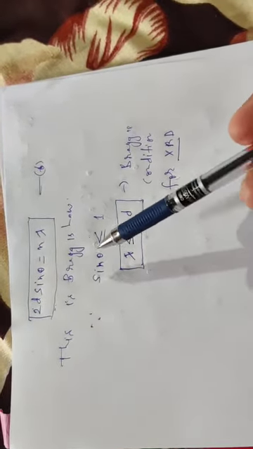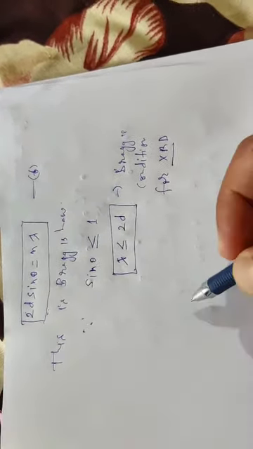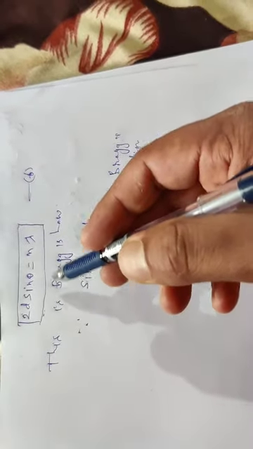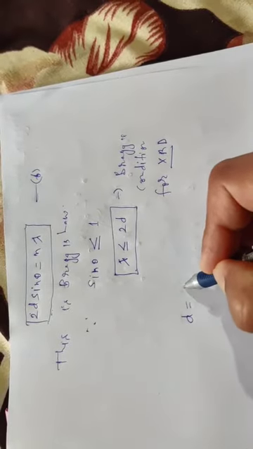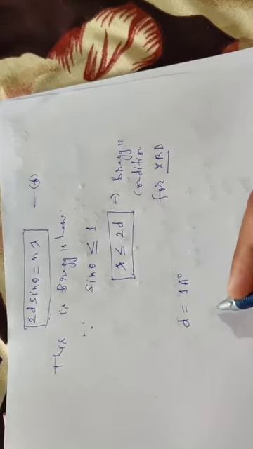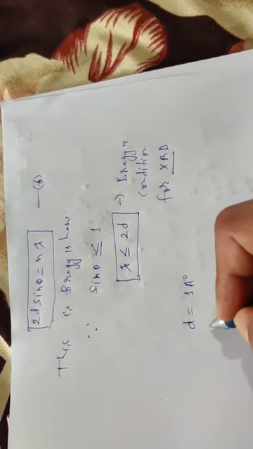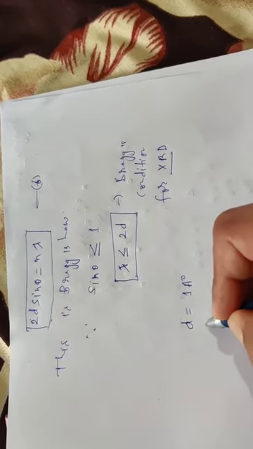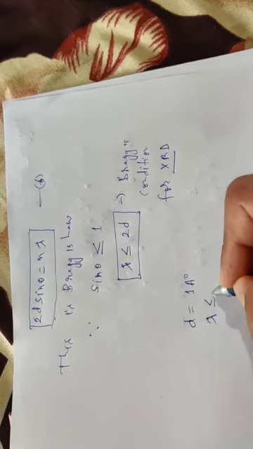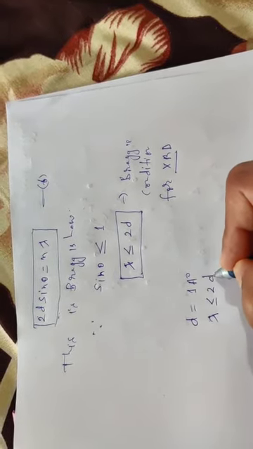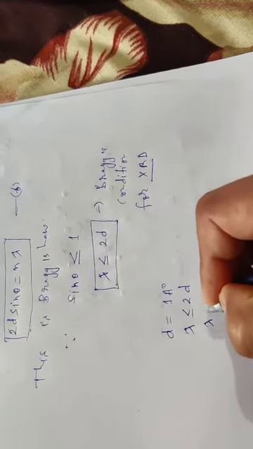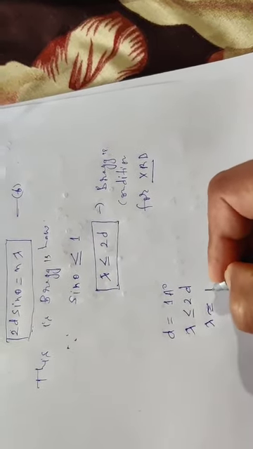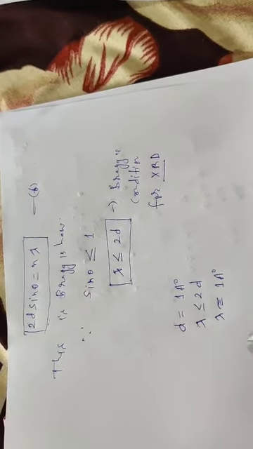Or you can also say that Bragg's X-ray diffraction will hold only for d around 1 angstrom, and lambda should be less than or equal to 2d, or lambda will also be approximately 1 angstrom. Only for these conditions will Bragg's law hold.